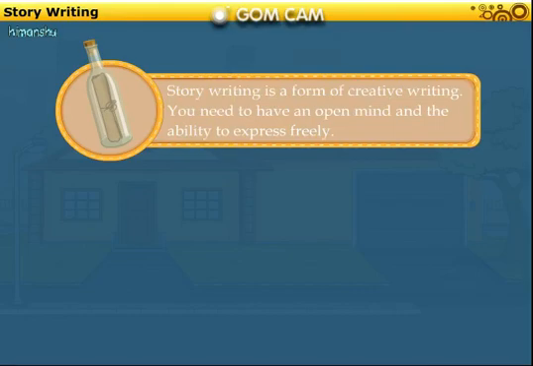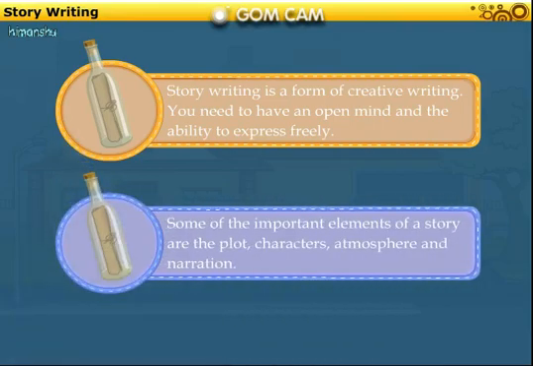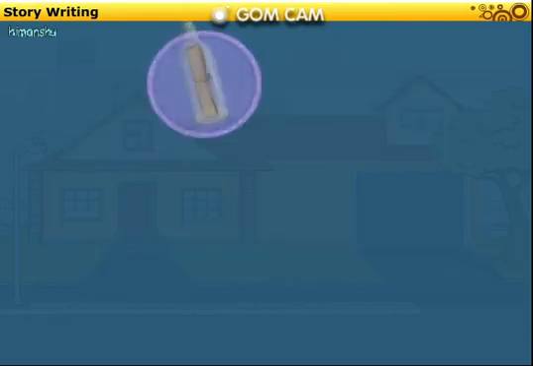Story writing is a form of creative writing. You need to have an open mind and the ability to express freely. Some of the important elements of a story are the plot, characters, atmosphere, and narration. Let us now study about these elements in detail.